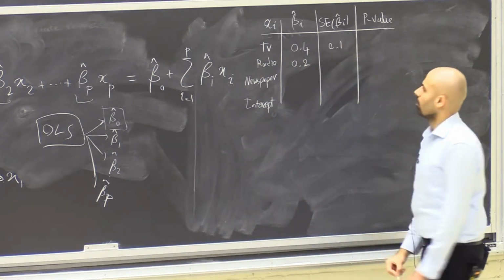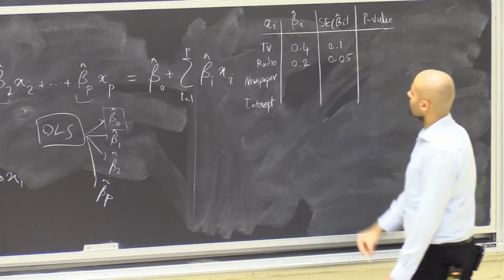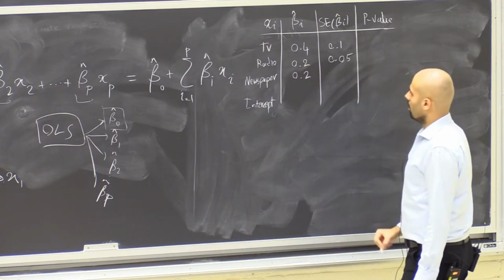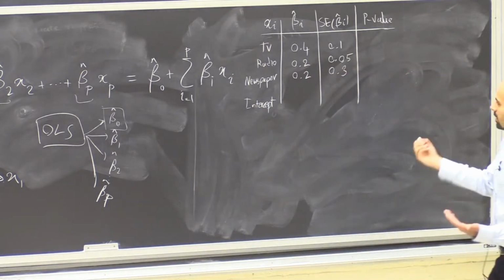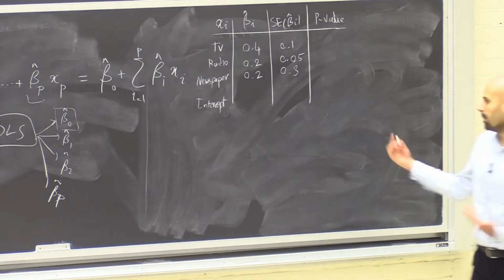Let's say for this one, the error was 0.1. For radio, the error is even smaller. For newspaper, let's say the effect size is again 0.2, but the error is 0.3. And the intercept essentially means the amount of sales we have when we spend no money on advertising. It's just some base amount of sale.